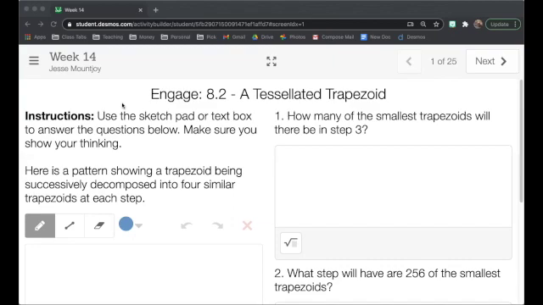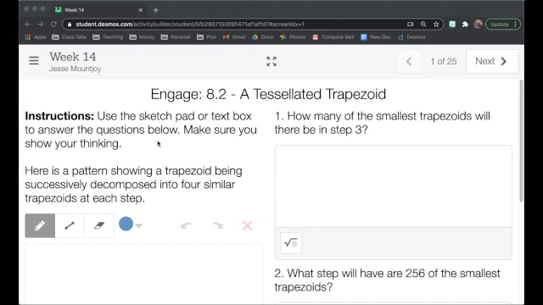Please follow along with the video and make sure that you have open week 14 Desmos and you're on the Engage 8.2. If you open this up and you're on somewhere else, please email us. Let us know if you're having any technical difficulties. You need to reach out to us so we can try and solve them today so you're prepared for your class either Tuesday or Wednesday.